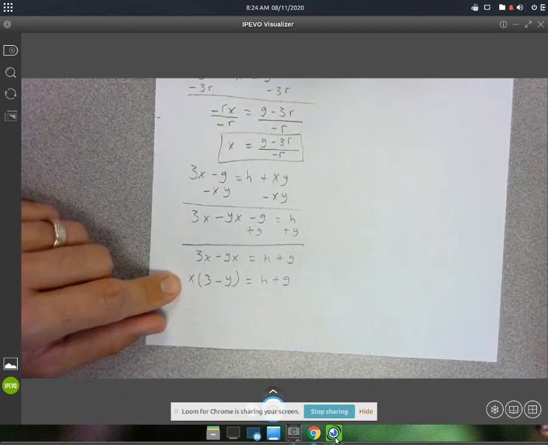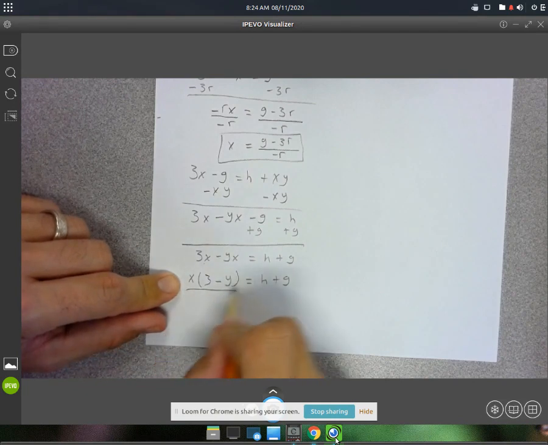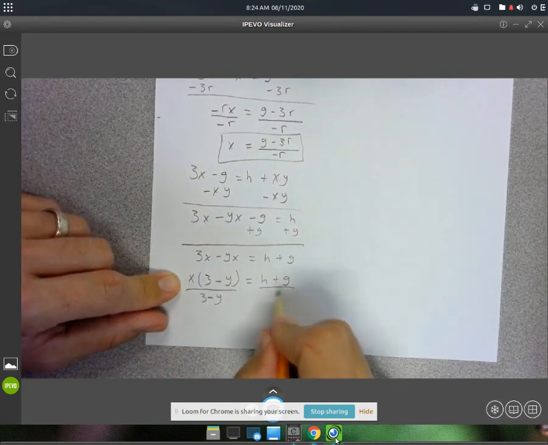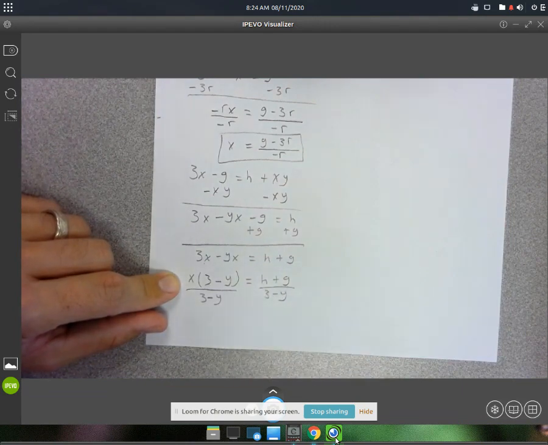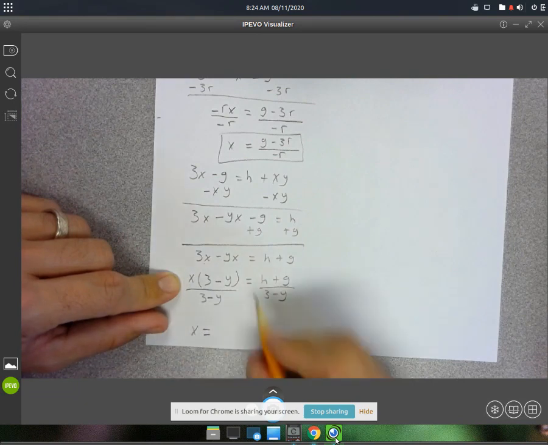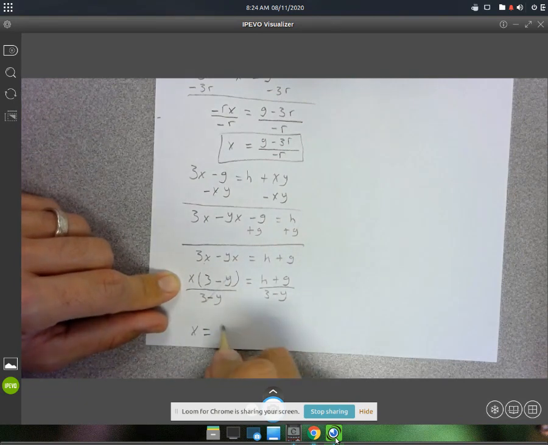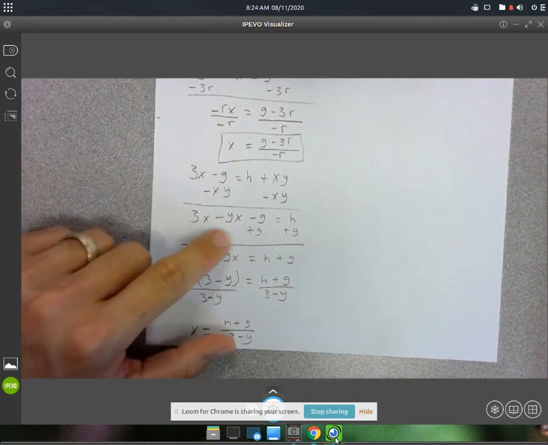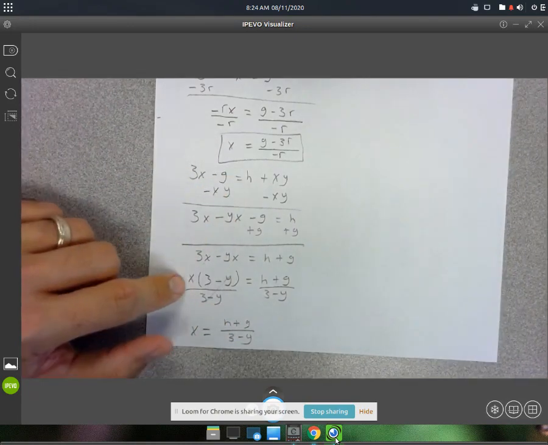So to get the x by itself, we're going to divide both sides by 3 minus y. All right. This is going to give us our final answer. x equals, those will cancel, and we'll get (h plus g) over (3 minus y). Those are probably the most difficult to solve, but as long as you can get all your x's onto one side and then factor it out, that's the trick.